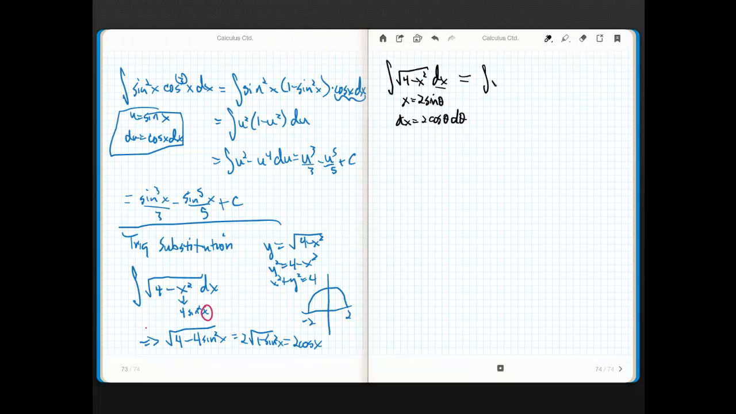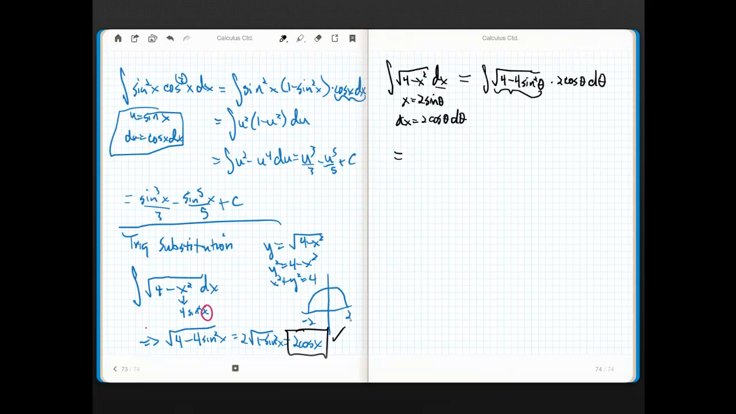Now watch what happens here. That implies that this integral becomes the square root of 4 minus 4 sine squared theta, right, times 2 cosine of theta d theta. Now I'm going to use this little chunk right here that I did before, and now watch what happens. We know this guy turns into this guy. So what I end up with is the integral of 2 cosine of theta times 2 cosine of theta d theta.